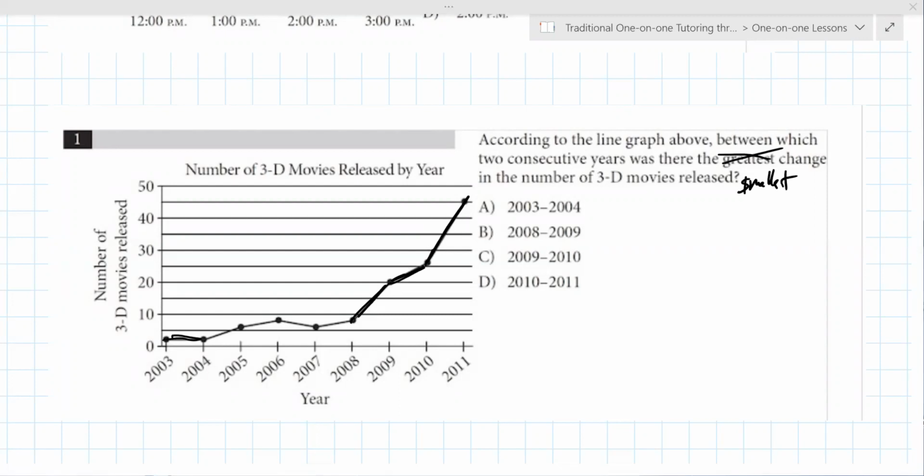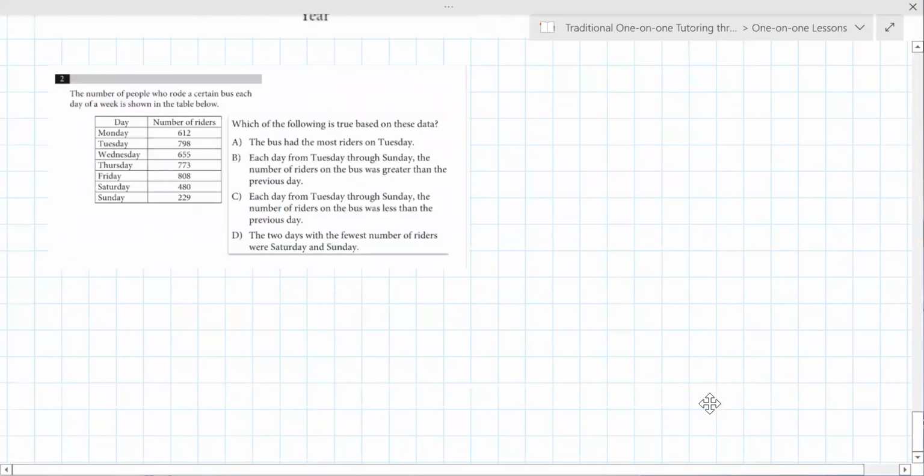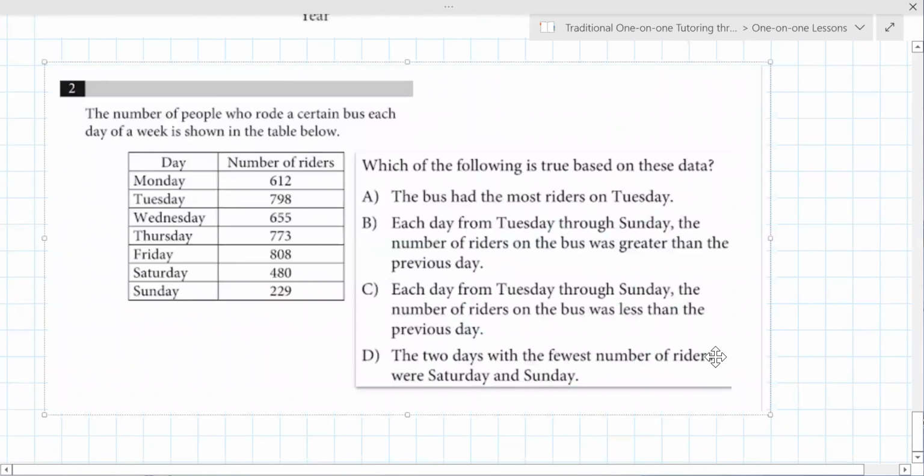Yeah, one more here. These are really good for you to do. They'll help with your... go ahead and give this one a try.